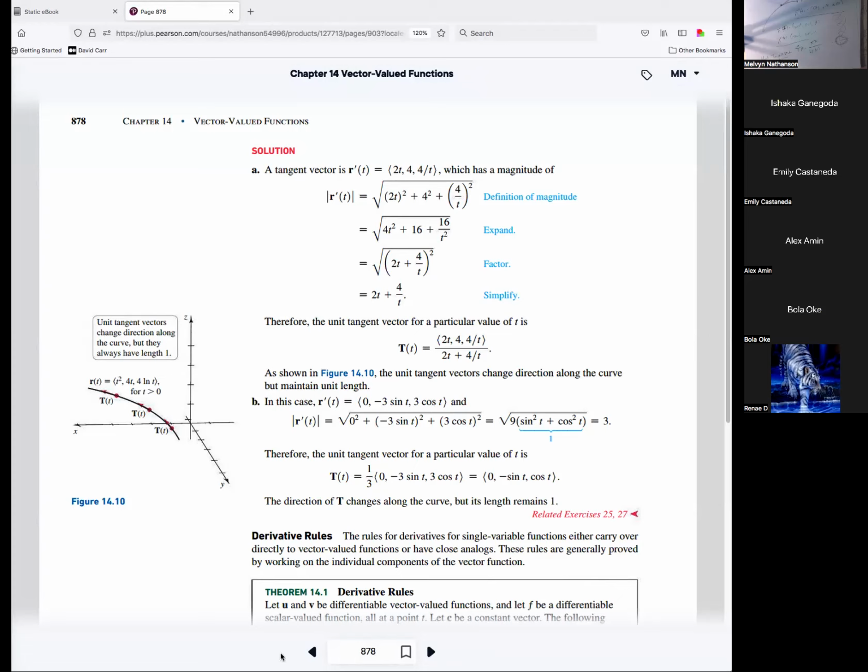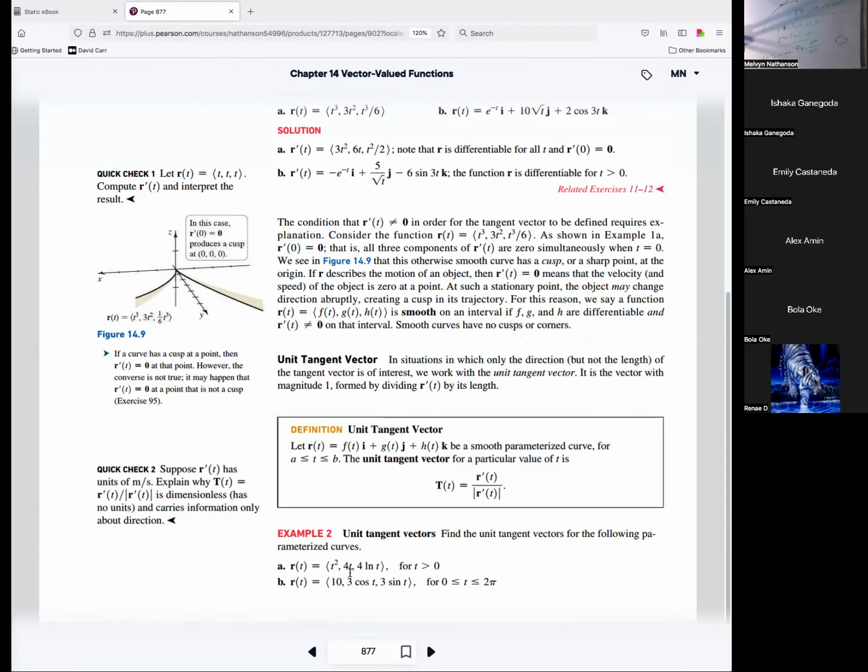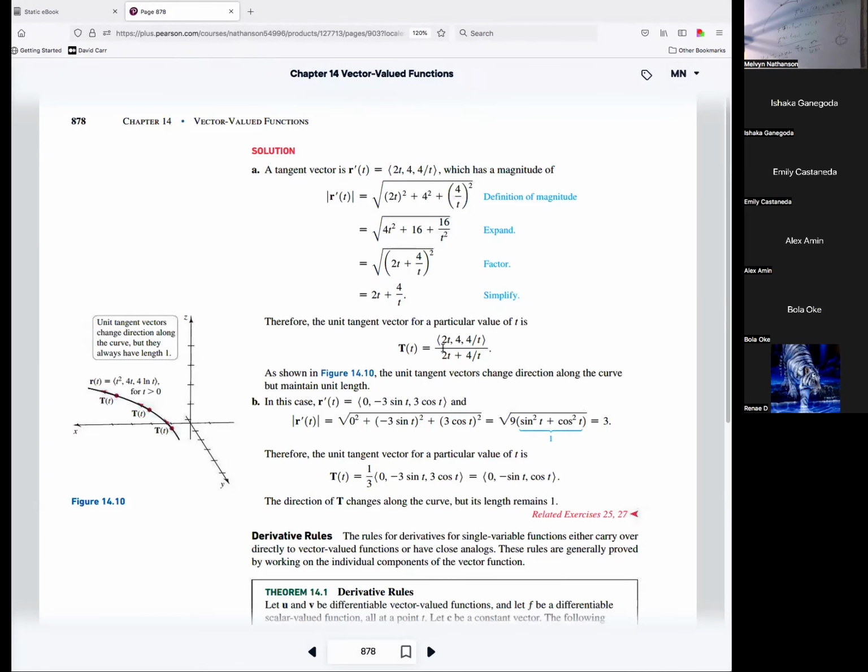So a simple example is you have this vector valued function, t squared, 4t, and 4 log t. And if you wanted the derivative, you differentiate each of the coordinates. You'll get 2t, 4, and 4 over t. And here they are, 2t, 4, and 4 over t. The length of this vector, if you calculate it, is this. So the tangent vector divided by its length gives us this unit tangent vector.